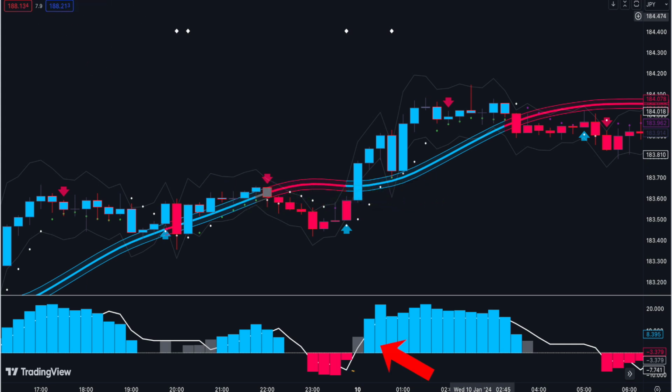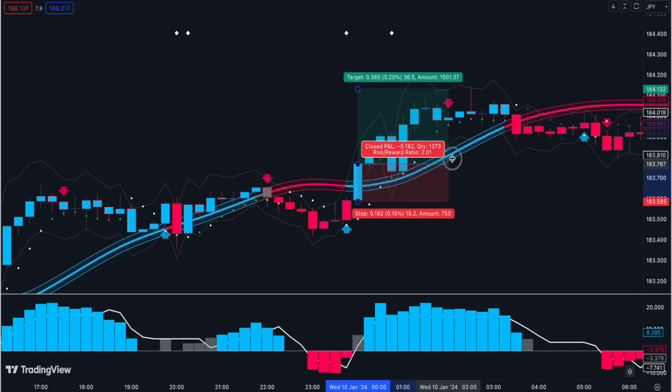1. The QQE histogram shifts to blue or it's above the zero line, which indicates bullish momentum or uptrend market. 2. A strong bullish candle crosses the SSL line to the upside and the SSL turns blue. 3. Before you place a buy order, see if the buy arrow signal has been formed in one of the previous 4 candles from the entry candle. 4. Buy after the close of this strong bullish candle that crosses the SSL line.